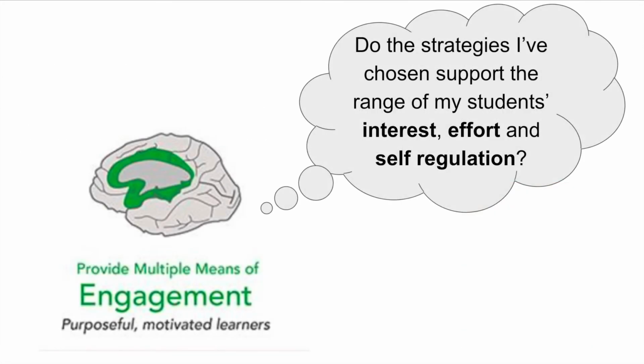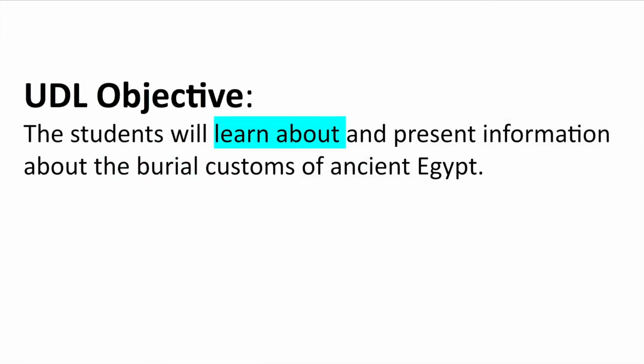As I anticipate potential barriers around engagement, I need to ask, do the strategies I've chosen support the range of my students' interest, effort, and self-regulation? After considering UDL principles, engagement barriers are addressed in giving options in how students choose to access the content and how they demonstrate their knowledge. Students will complete the assignment in accordance with their learning need or preference, i.e., visual, auditory, tactile, kinesthetic.